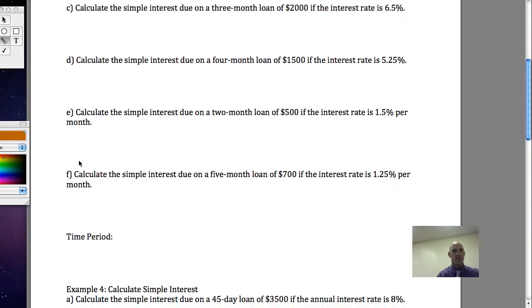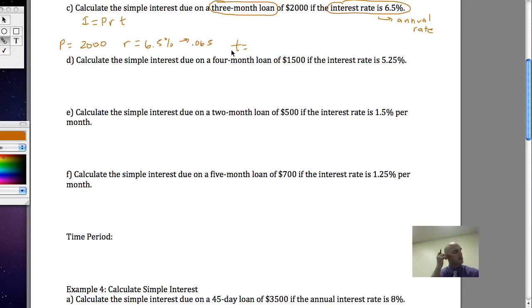Now when we look at this, the simple interest on a 3-month loan, that's not a year, it's not expressed in years, but our interest rate is expressed as an annual rate because it's not otherwise specified. And so interest still equals principal times rate times time. The principal is going to be equal to $2,000. The rate is going to be 6.5%, 0.065, and the time is going to be equal to something else.